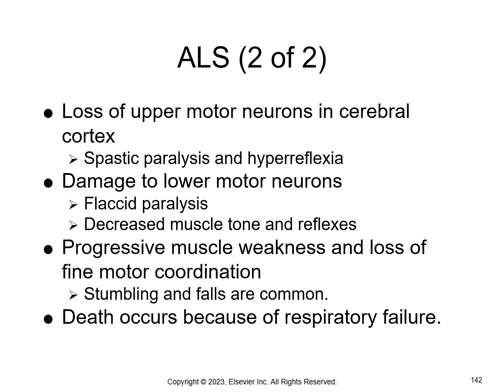There's a loss of the upper motor neurons in the cerebral cortex, like I said, so it causes a spastic paralysis and hyperreflexia. The damage to the lower motor neurons causes this flaccid paralysis and decreased muscle tone and reflexes. The progressive muscle weakness and loss of fine motor coordination causes stumbling and falls, and death usually occurs in ALS because of respiratory failure.